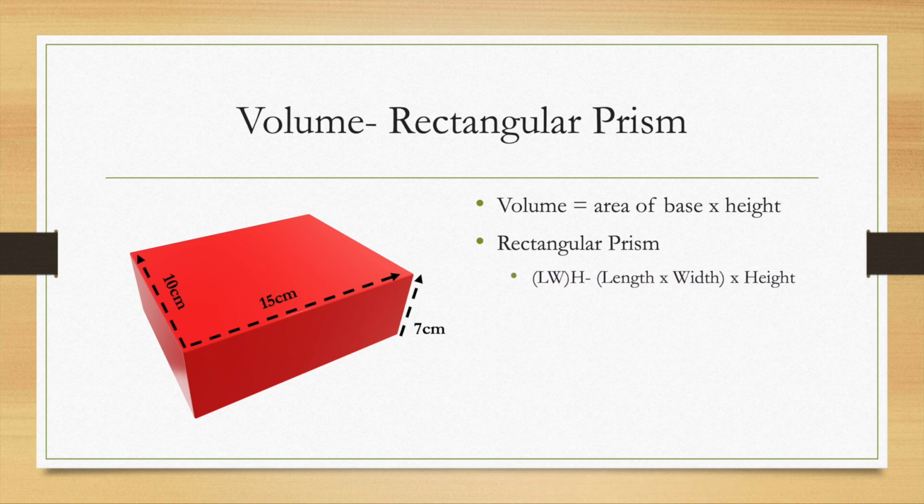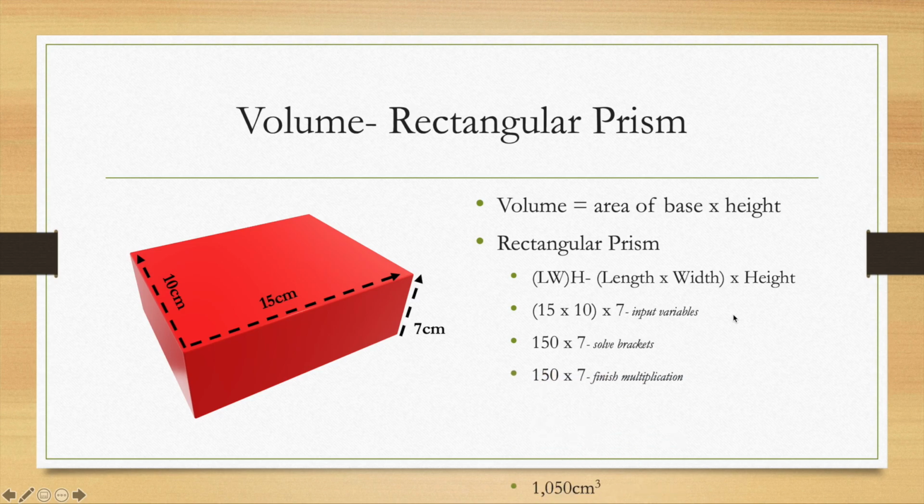So we have a rectangular prism, length times width times height. So the first thing we do is we input the variables. The length is 15, the width is 10, so 15 times 10 times the height, which is 7. So 15 times 10 is 150. Solve the brackets, always have to follow BEDMAS. Then we multiply by the height, which is 7.